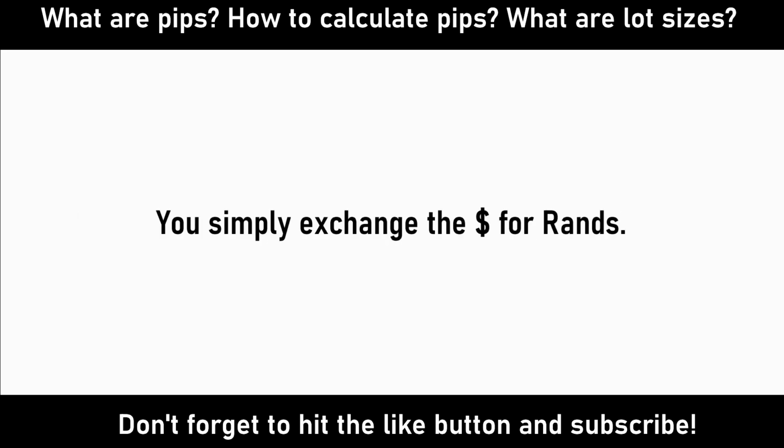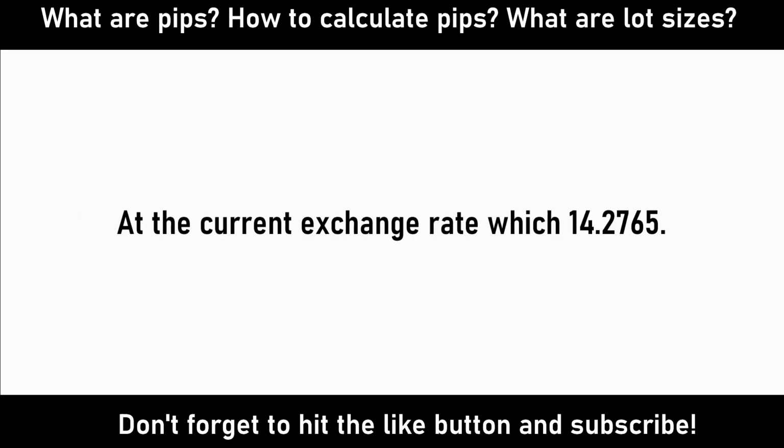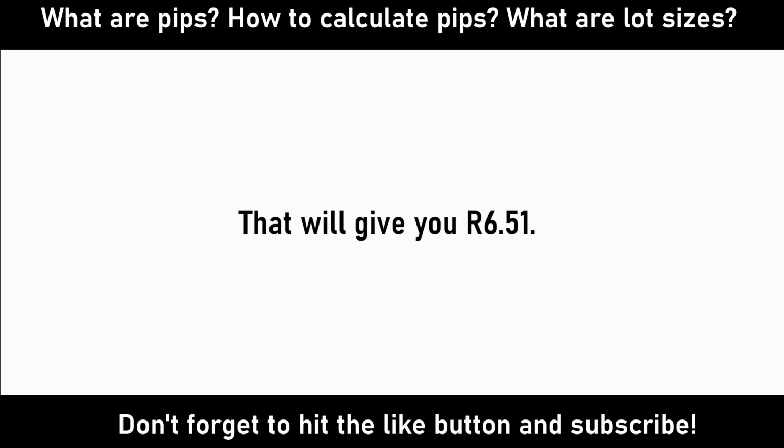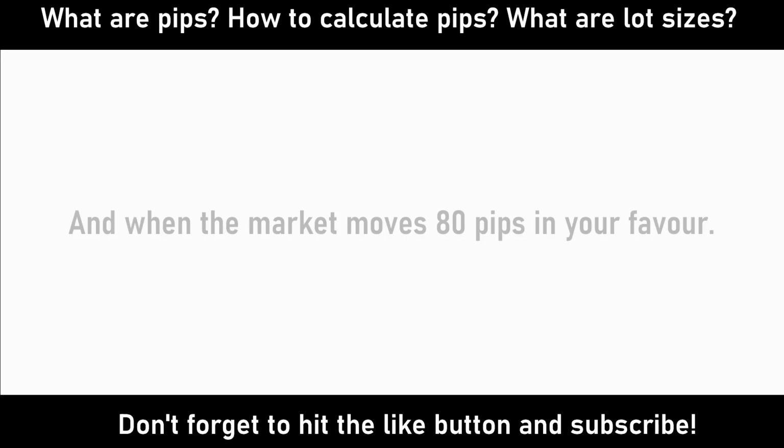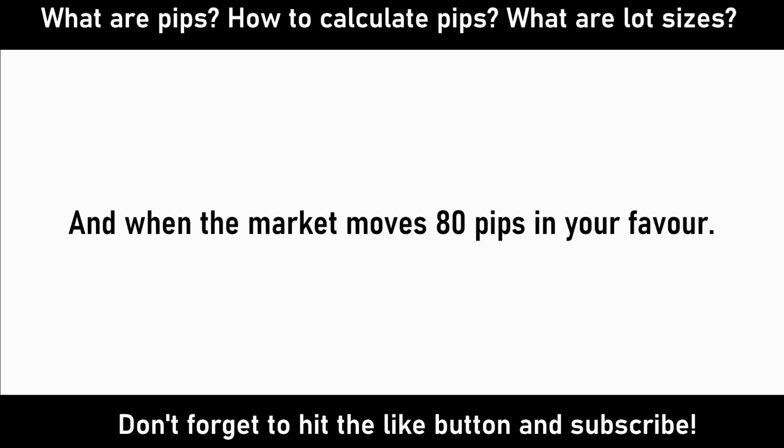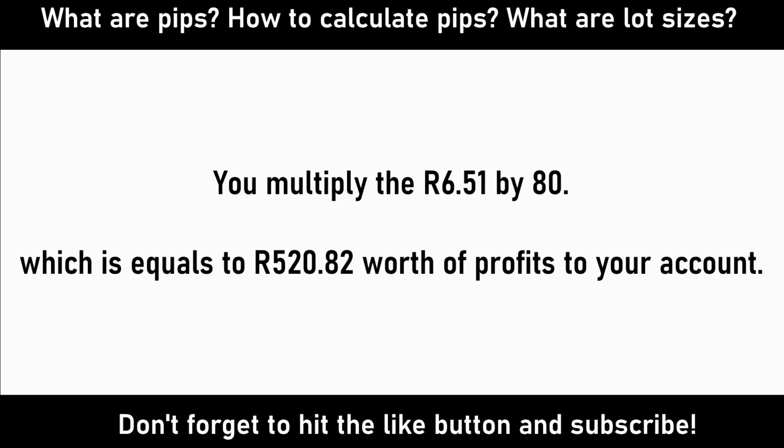Therefore, you simply exchange the dollars to rands at the current exchange rate, which is 14.2765. That will give you 6 rand and 51 cents. And when the market moves 80 pips in your favor, you multiply that by 80 and that will give you 520 rands and 82 cents worth of profits to your account.